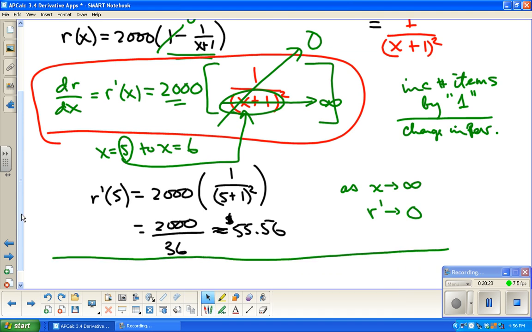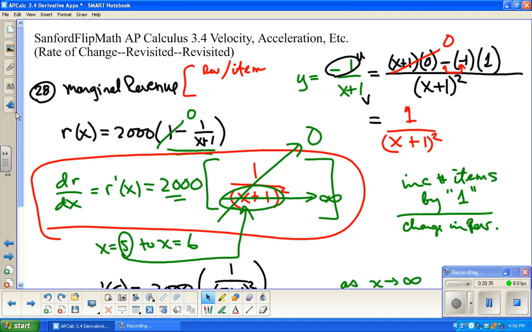So rate of change: we can talk about rate of change of position, velocity. Rate of change of velocity is acceleration. Rate of change of revenue or cost, also known as marginal revenue or marginal cost, is a derivative. There are more applications of the derivative that we will deal with, and more techniques for finding things, but many of those will happen in Chapter 4.